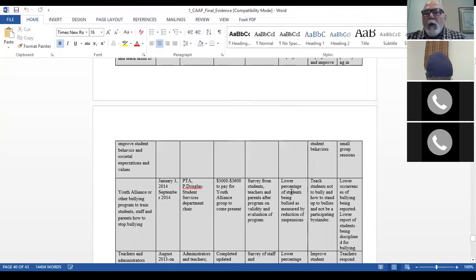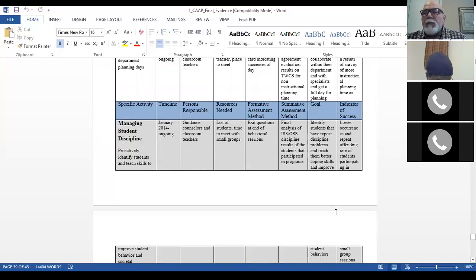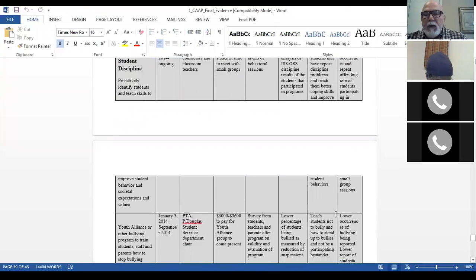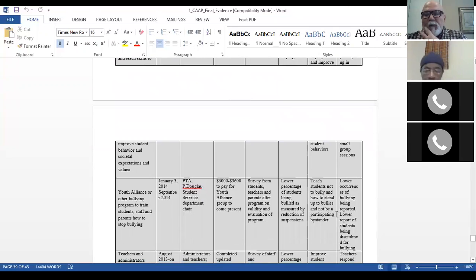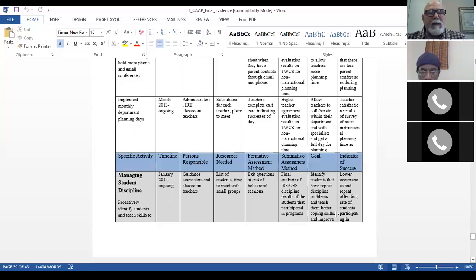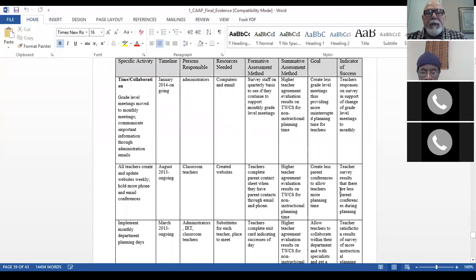We're going to look at a lower percentage as measured by our reduction of suspensions. We're going to look at our suspension numbers, and then our goal is obviously to reduce them completely. But our indicator of success is if we've lowered them. I think this one actually was 10% was their indicator of success. So you can kind of see how the process works.